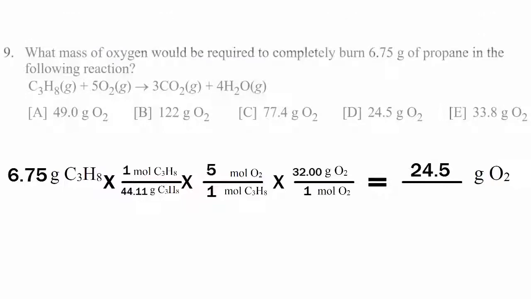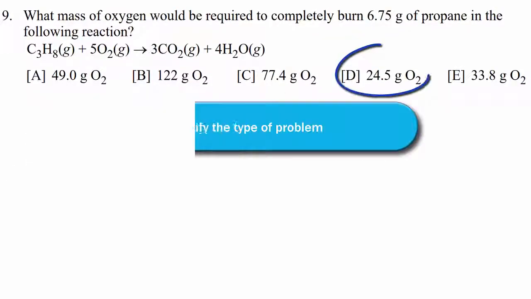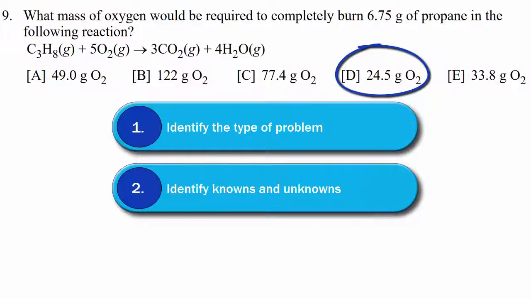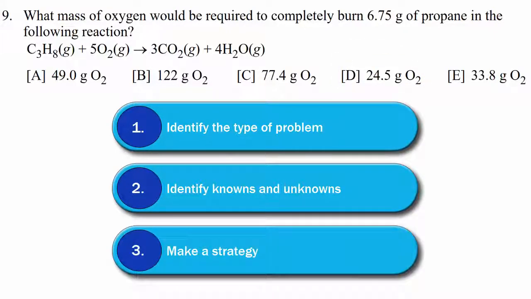Let's review. We determined that this problem was a stoichiometry problem based on the knowns and unknowns given in the problem. We determined that the solution would require three steps. We set up the calculations by making sure that the units would cancel. Remember, not all stoichiometry problems require three steps. Some problems require only one or two steps if the number of moles is given or asked for.